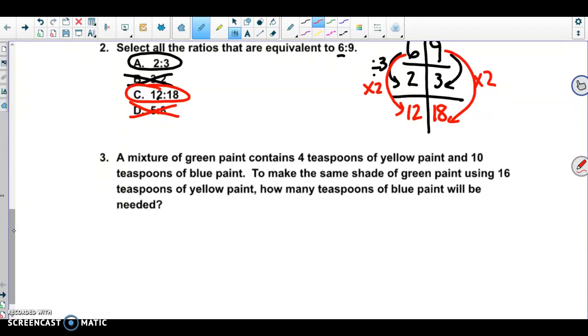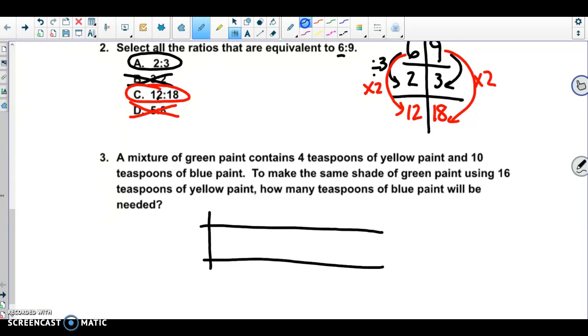A mixture of green paint contains 4 teaspoons of yellow paint and 10 teaspoons of blue paint. To make the same shade of green paint using 16 teaspoons of yellow paint, how many teaspoons of blue paint will be needed? So I've got all sorts of stuff going on here, and I like to organize myself using a double number line. You might like a chart better, but just to keep everything straight, it makes it easy if I have my labels.